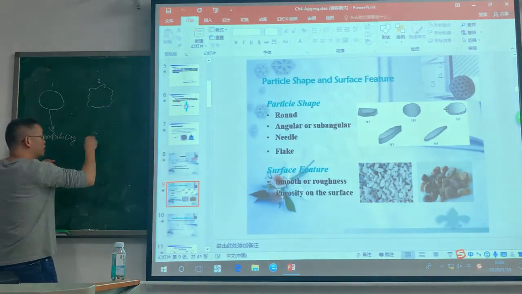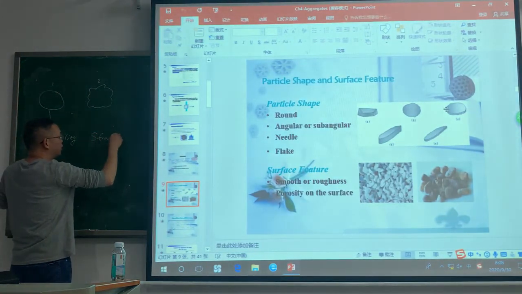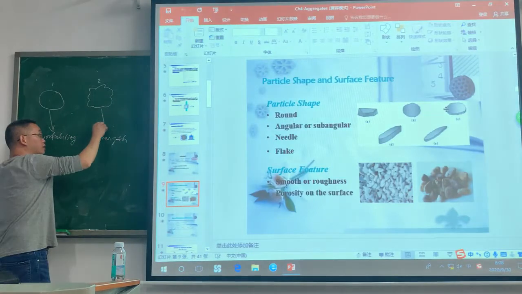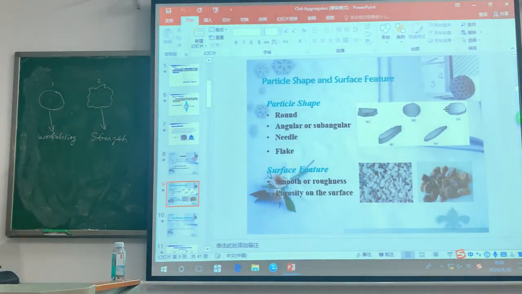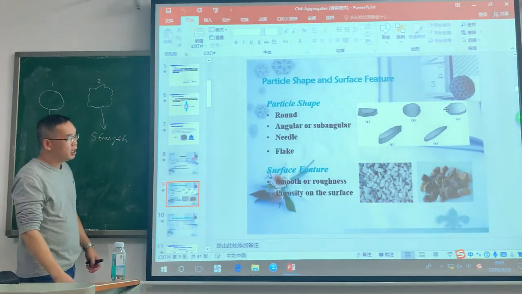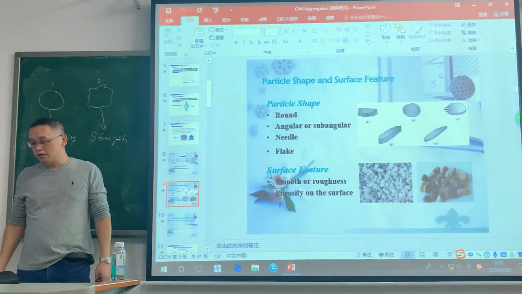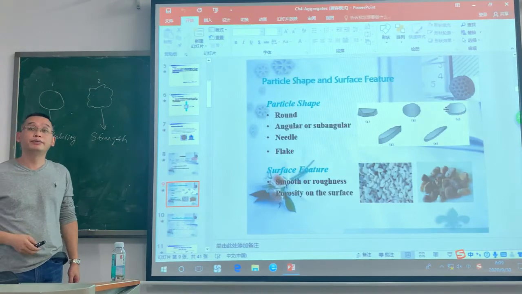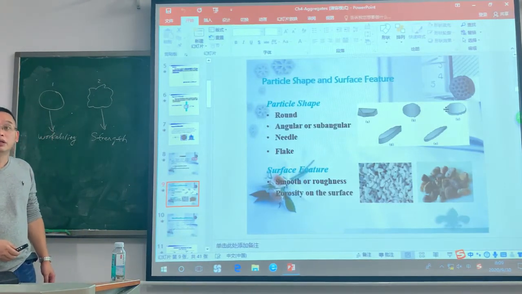But for the strength of concrete, which one is better? The second one. So this is the difference in the performance of concrete due to the particle shape and the particle surface.